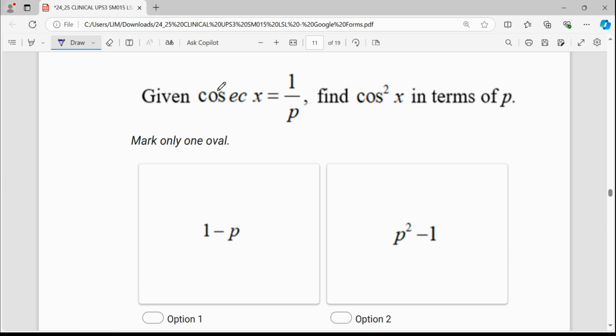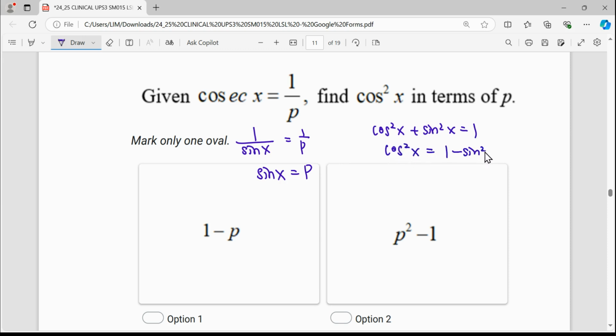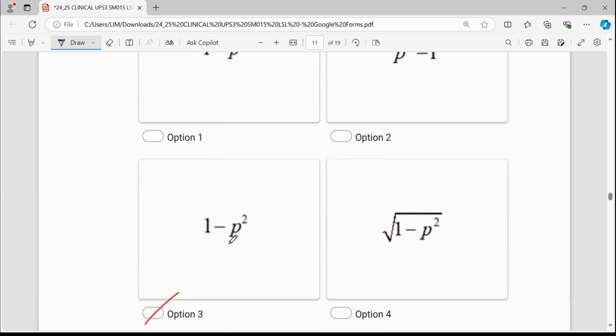Then given cosecant is 1 over p, find cos square in terms of p. So cosecant is 1 over sine x, which is 1 over p, means sine x is p. Then cos square plus sine square equals 1. So cos square will be 1 minus sine square. Sine is p, so it will be 1 minus p squared. Therefore, here we have our option.